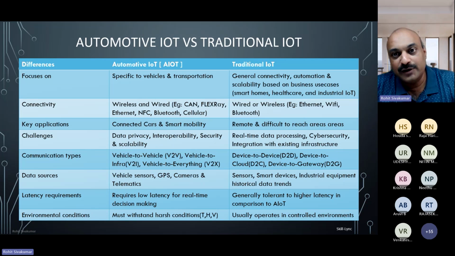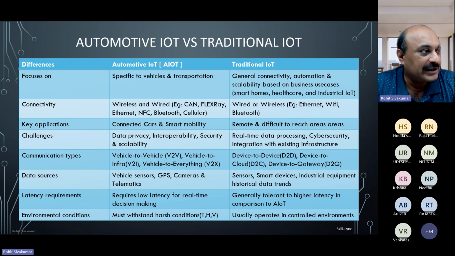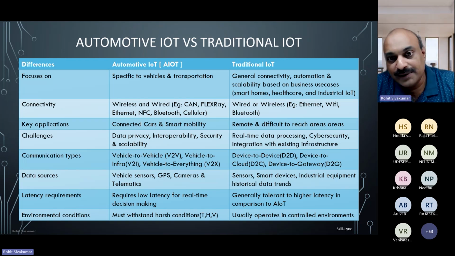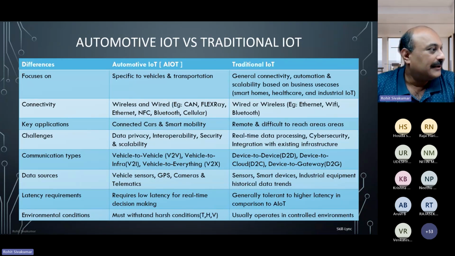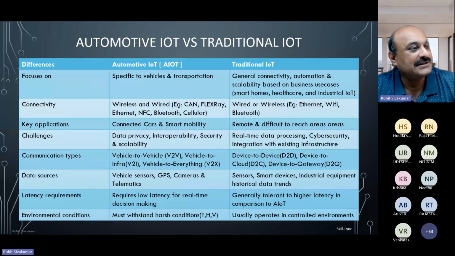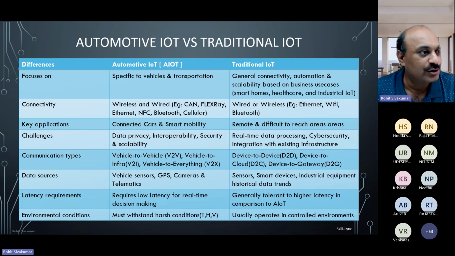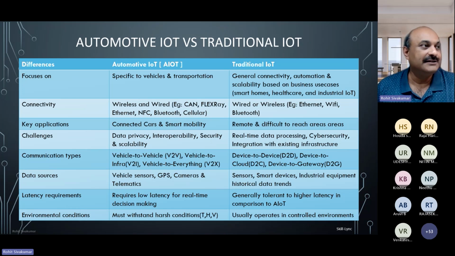Challenges are very different between the two sectors. Privacy, of course, is one of the key factors common to both, but other than privacy, interoperability issues are also one of the challenges. Hacking is one of the biggest threats that we have today in the IoT space. In terms of communication types, it's vehicle to vehicle in automotive, and in traditional IoT, it is more about device to device, device to cloud. For data sources, you collect data from different infrastructure in the case of traditional IoT, while automotive IoT is all about collecting data from within the vehicle and putting it on the cloud, and using data from other vehicles and combining them at the server side.